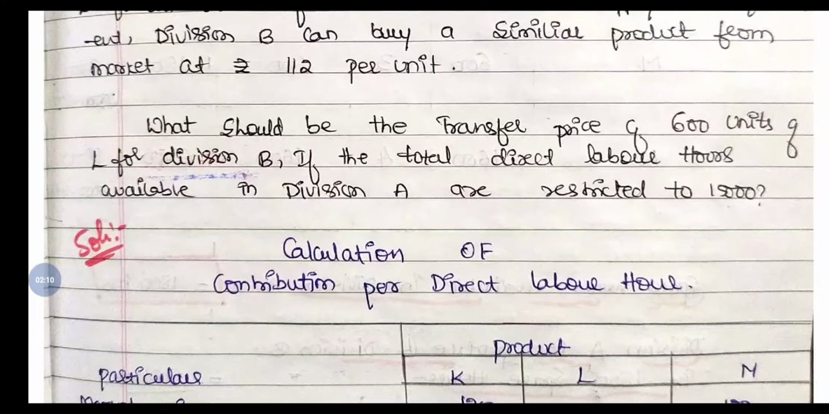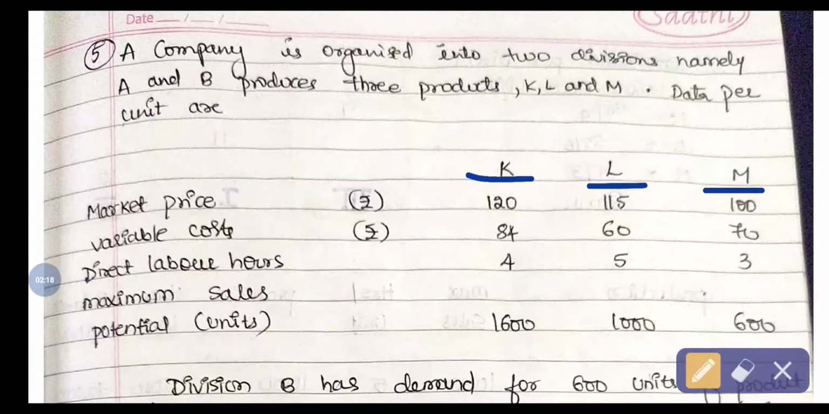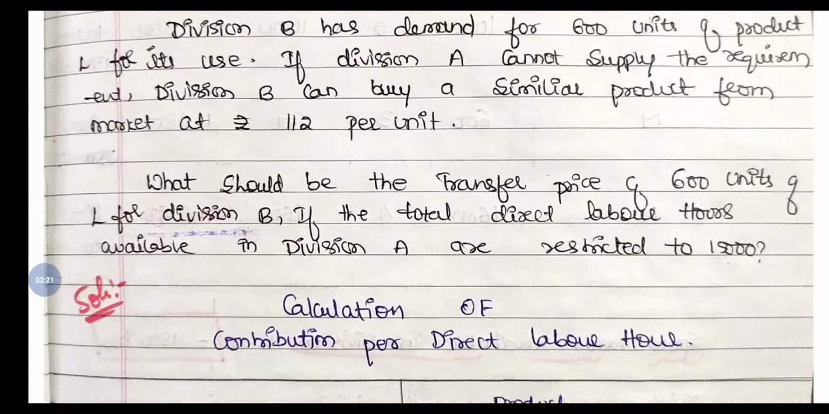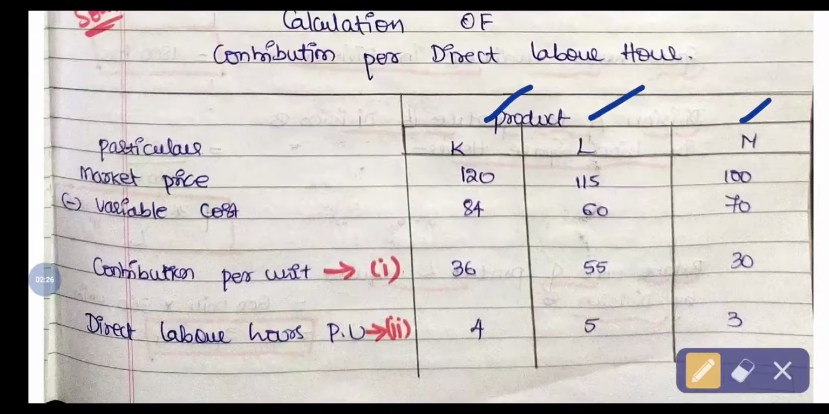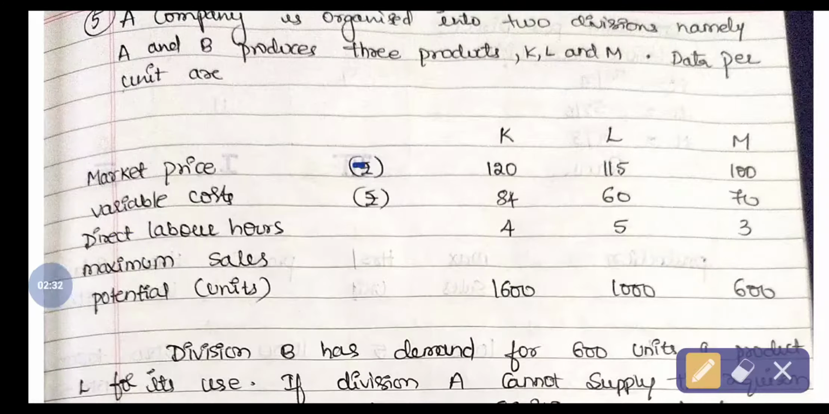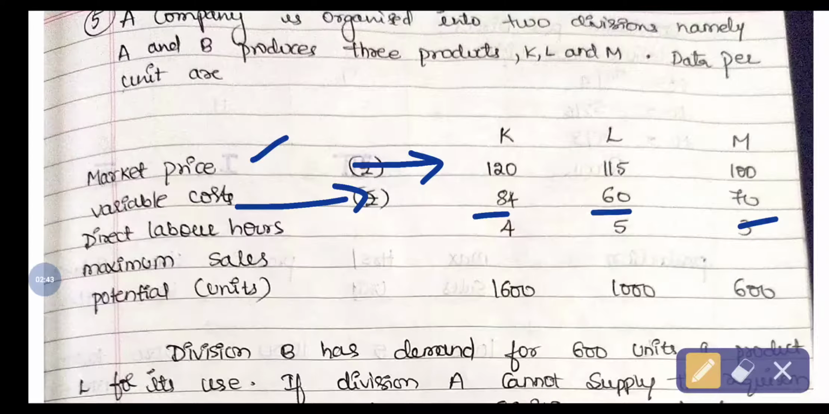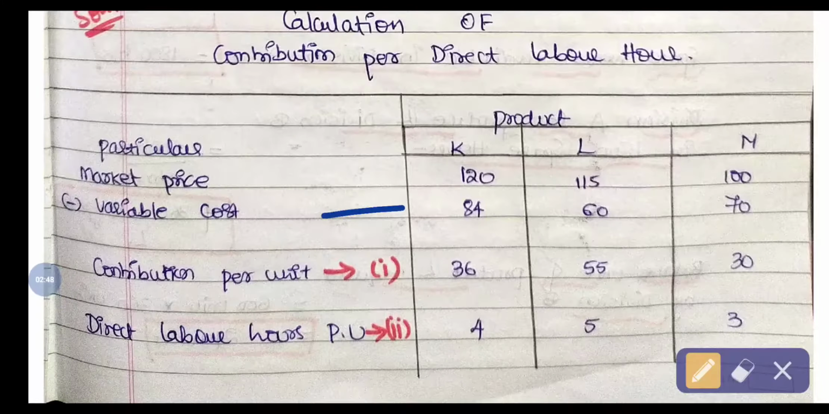First of all, we have to calculate the direct labor hour per product. There are three products, and for these three products we have to calculate the labor hours at first. So let's calculate it. There are three products, K, L and M. First they have given the market prices, 120, 115 and 100. This is the selling price. They have also given the variable cost, 84, 60 and 70. If we take market price minus variable cost, we will get the contribution.